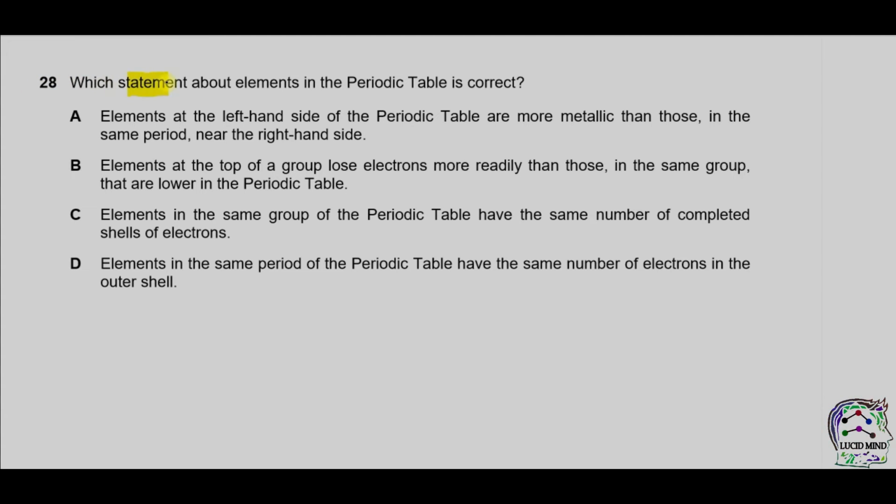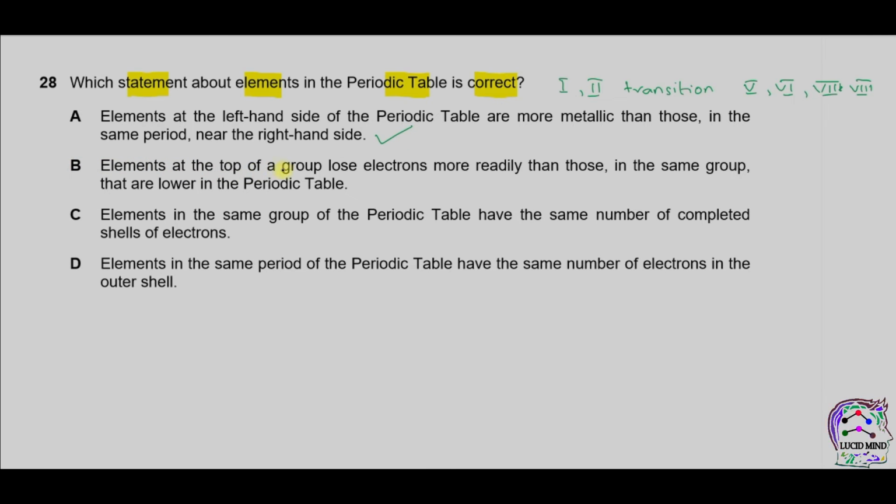Question 28. Which statement about elements in periodic table is correct? Part A. Elements at the left hand side of the periodic table are more metallic than those in the same period near the right hand side. This statement is true, as group 1, group 2, transition, they are all metals. While as we move onward from group 3, for example group 5, group 6, group 7, they are comprising of non-metals. So metallic character decreases along the period.